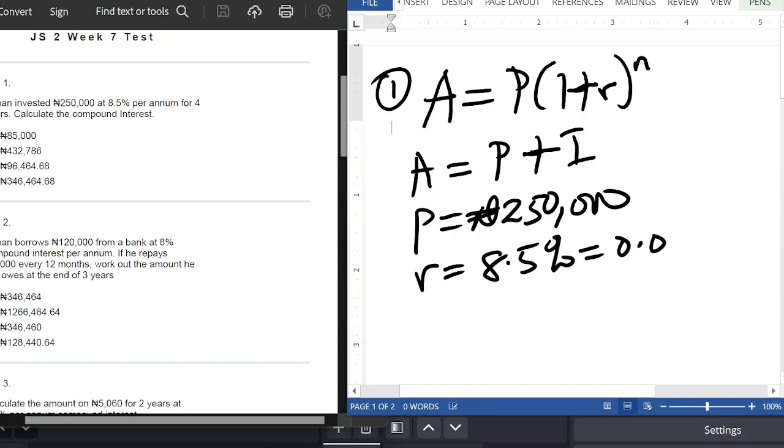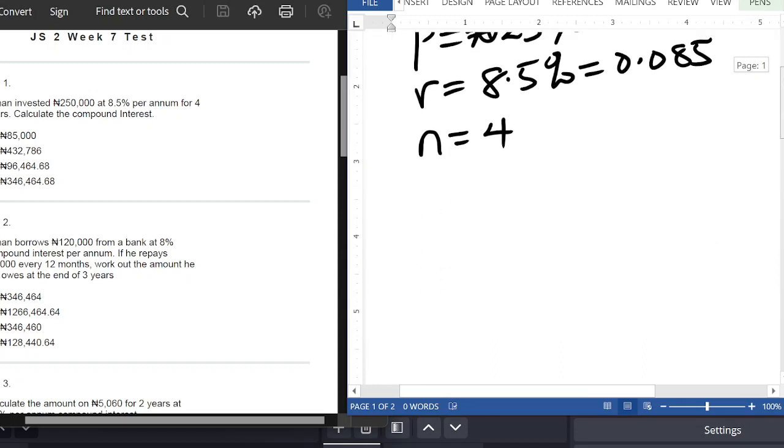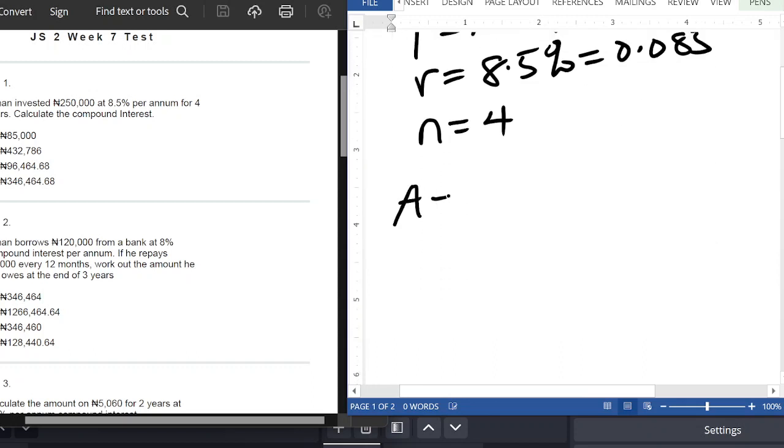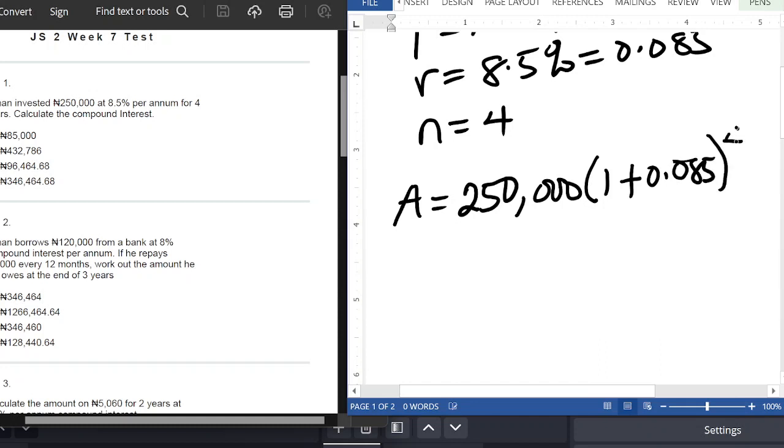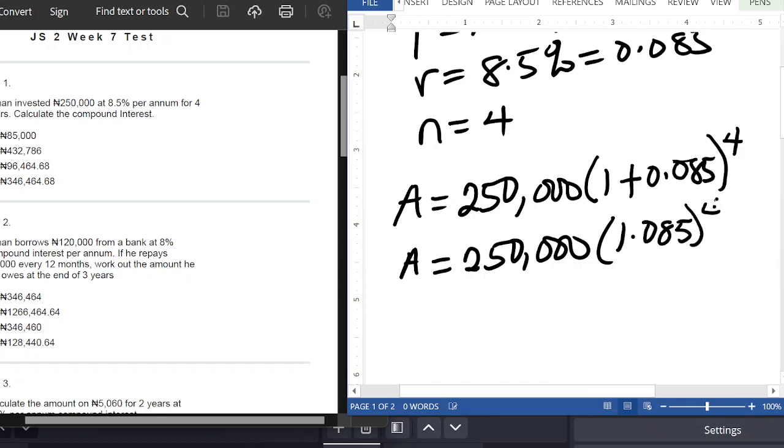which is 0.085, right? And then we have N, which is 4 years. So from here we can apply the formula: the amount, which we don't know yet, equals 250,000 times, open the bracket, 1 plus R, which is 0.085, everything raised to 4. So that will give us the amount as 250,000 times, when you add this together, 1.085, everything raised to 4.